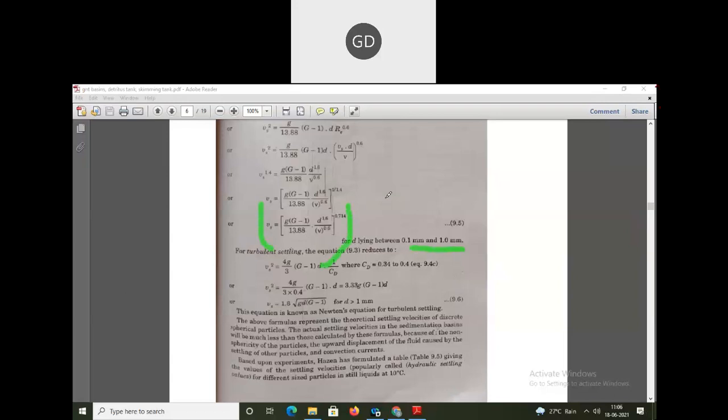Okay, Vs is equal to (G minus 1) by 13.88, D to the power 1.6 by nu to the power 0.6, and whole to the power 0.714. So this is your equation for when D is lying between 0.1 mm and 1 mm.